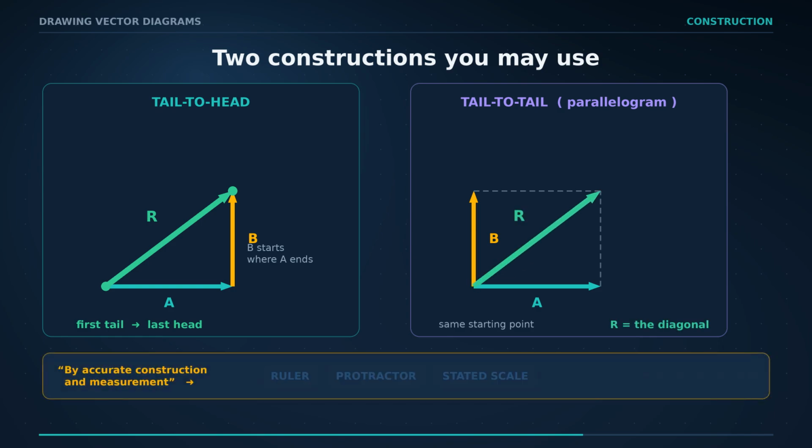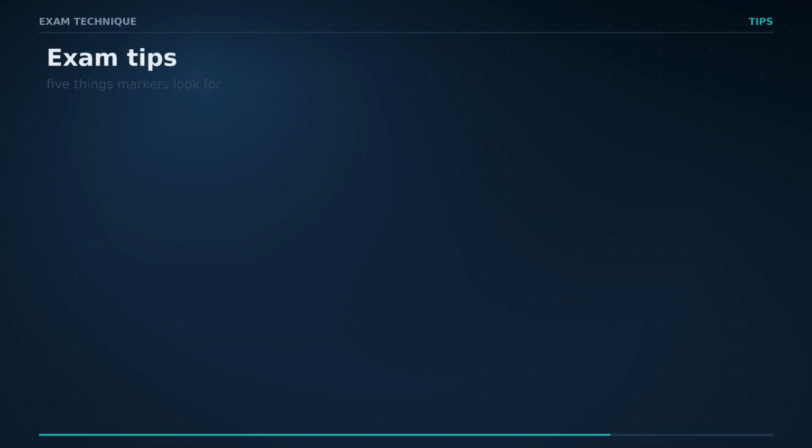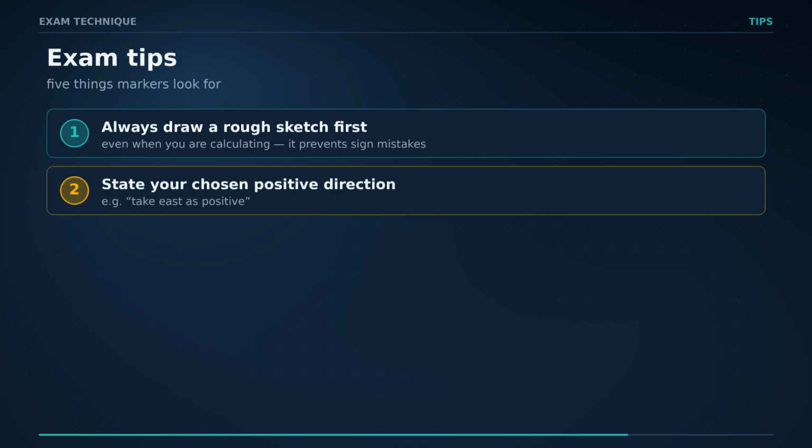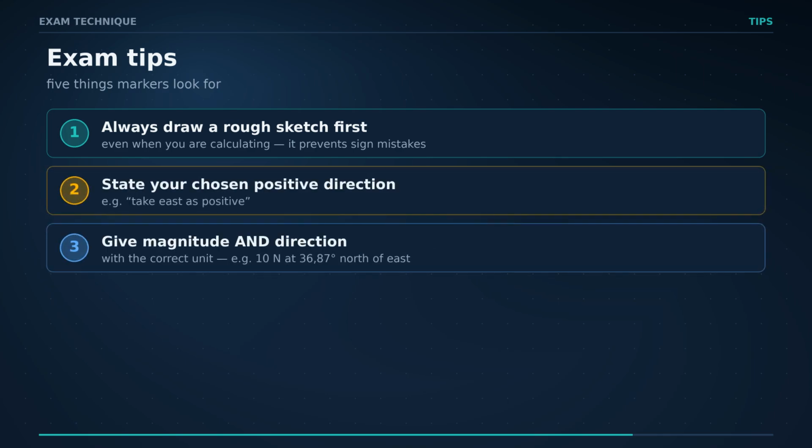If a question says by accurate construction and measurement, then you must use a ruler, a protractor, and a clearly stated scale. For example, 1 centimeter represents 2 newtons. Exam tips. 1. Always draw a rough sketch first, even when you are calculating. 2. State your chosen positive direction. 3. Give both magnitude and direction in your final answer, with the correct unit.